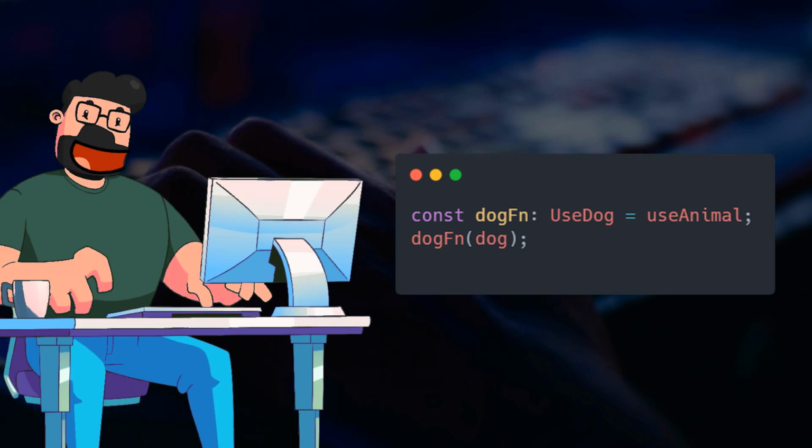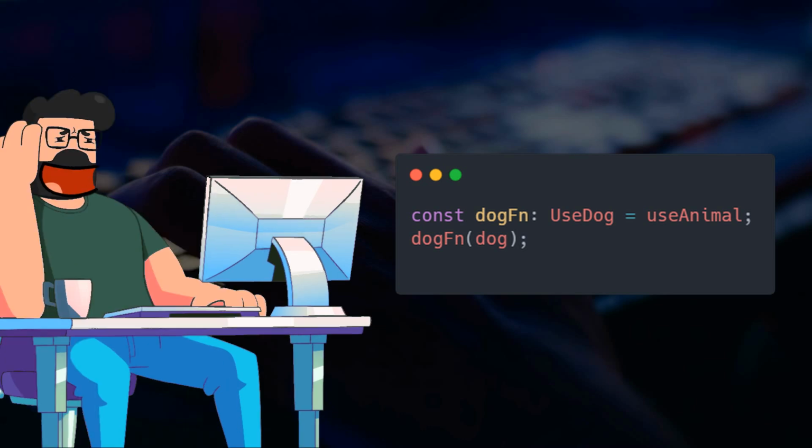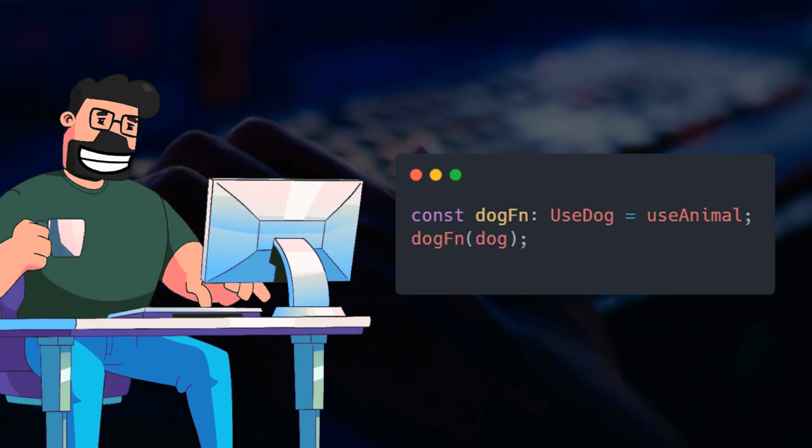TypeScript's enforcement of contravariance ensures that passing a dog to a function expecting an animal is safe, as the dog encompasses all the behaviors of the animal. This type of assignment is permitted and aligns with the principles of contravariance.